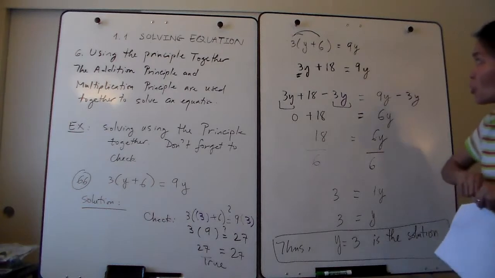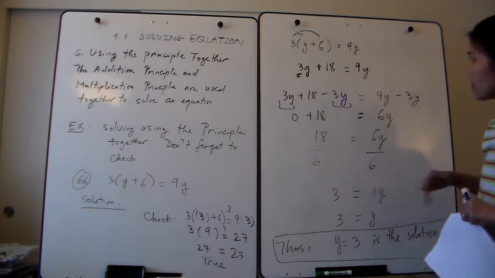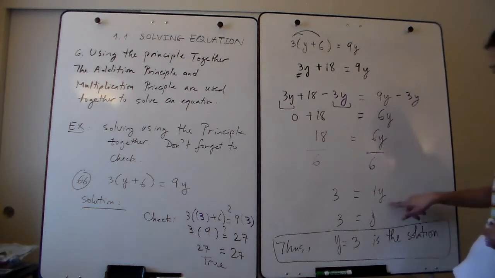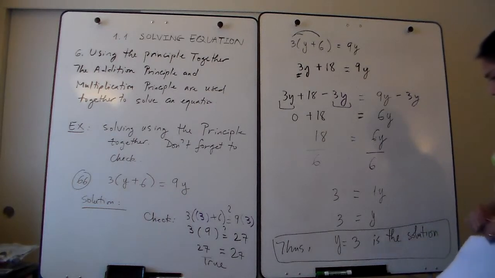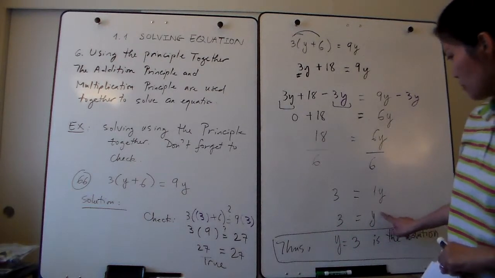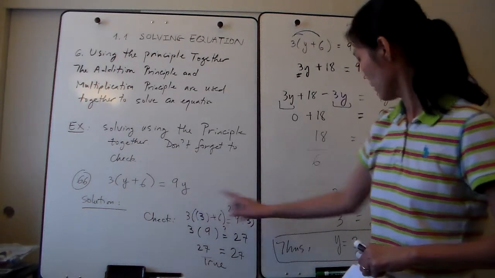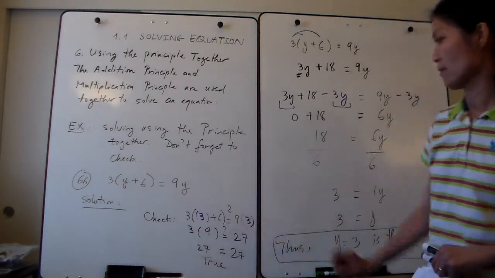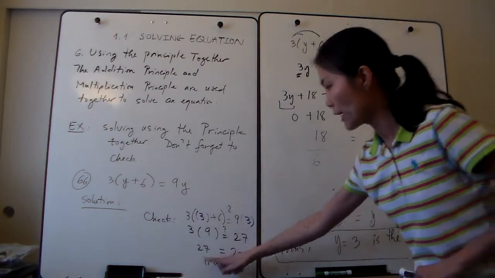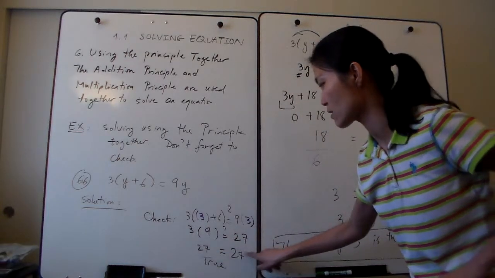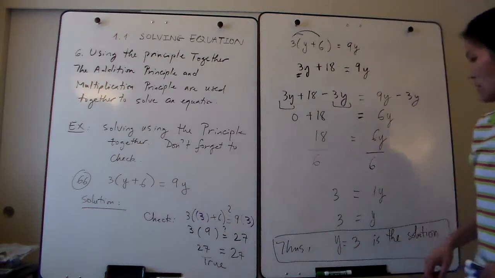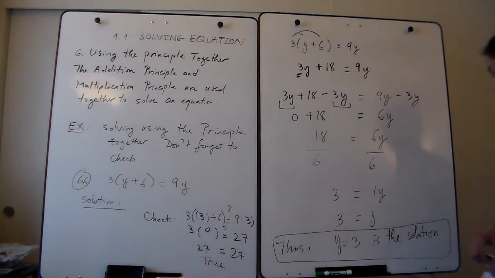Okay, so we solved this equation first using the addition principle, then we used the multiplication principle to obtain y, then we got the answer, which is y equals 3. We checked this answer by substituting 3 into the original equation, and simplifying, we get the left hand side and the right hand side the same value. So it's a true statement. That means y equals 3 is the solution.